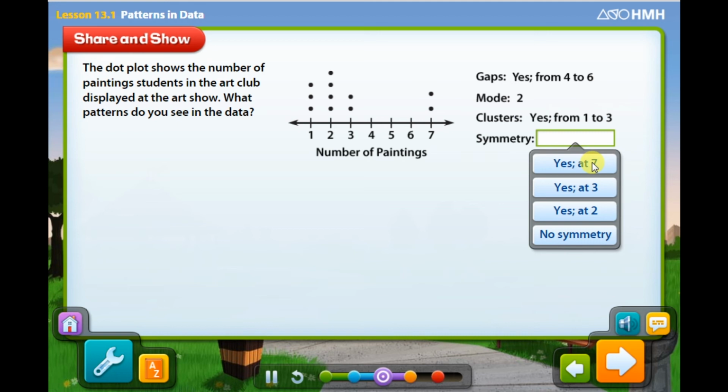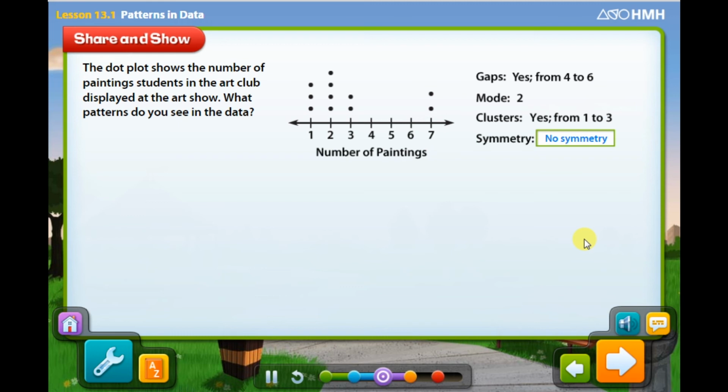Now, look at the dot plot for symmetry. Is there symmetry in the data? Can you imagine putting a line of symmetry just in the middle of this graph? Will it match the two parts exactly? No. So there is no symmetry in this graph or in this line plot. That's correct. There's no symmetry in the data.